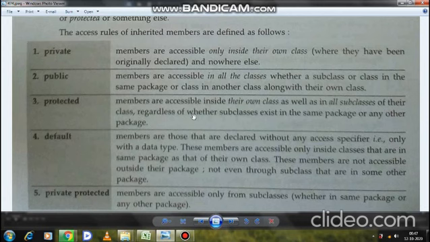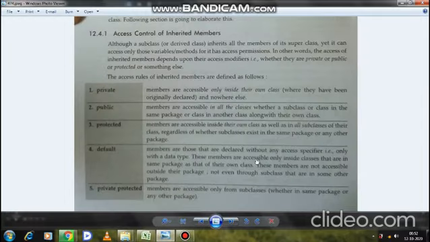Next thing is default. Default means whenever we just type the data type and then the variable name, without any access specifier. Suppose we forgot to write the access specifier, we are simply writing the data type then the variable name, at that time the access specifier will be default. Now these members are accessible only inside classes that are in the same package and their own classes.